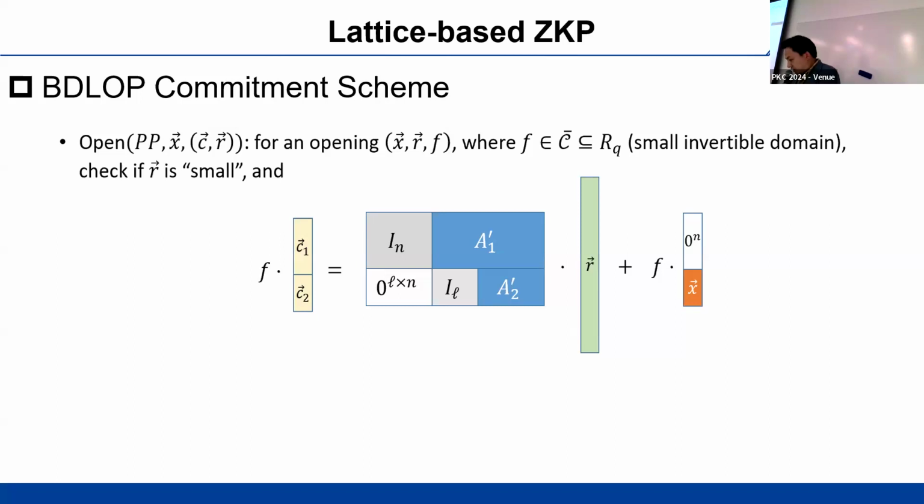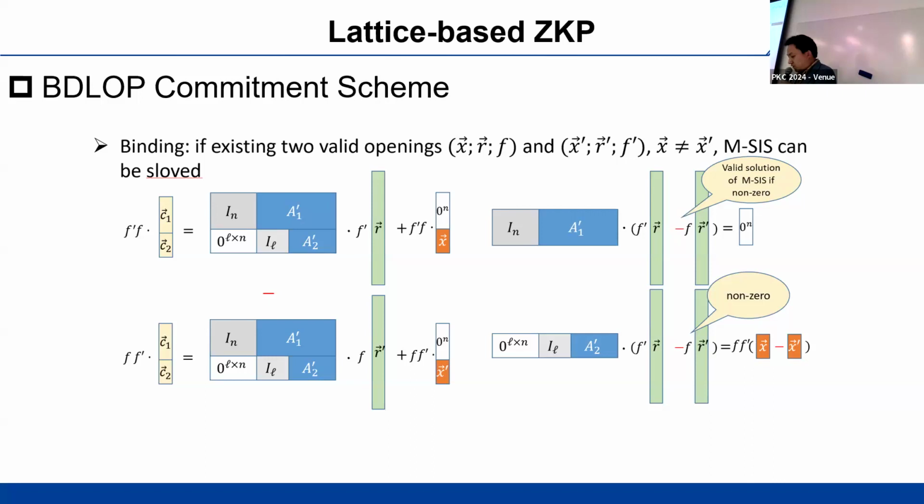The BDLOP commitment scheme also contains another algorithm, the open algorithm. It is a validation algorithm which checks the triple x, r, f against the equation and whether the randomness r is small or not. If it is true, we call this triple a valid opening, and an invalid opening otherwise.